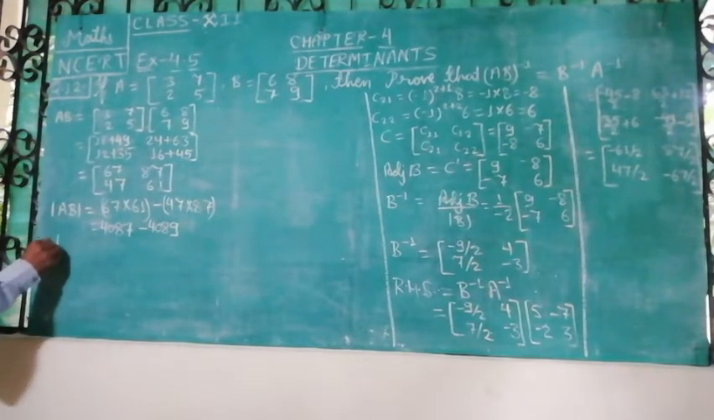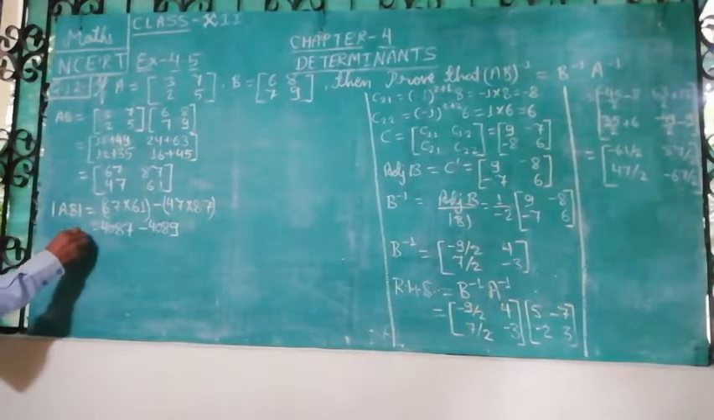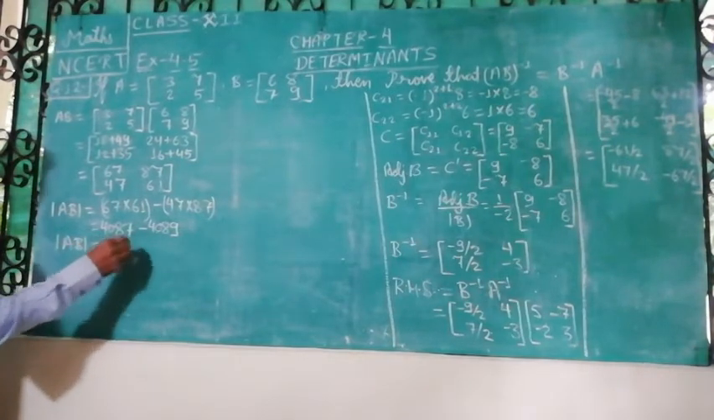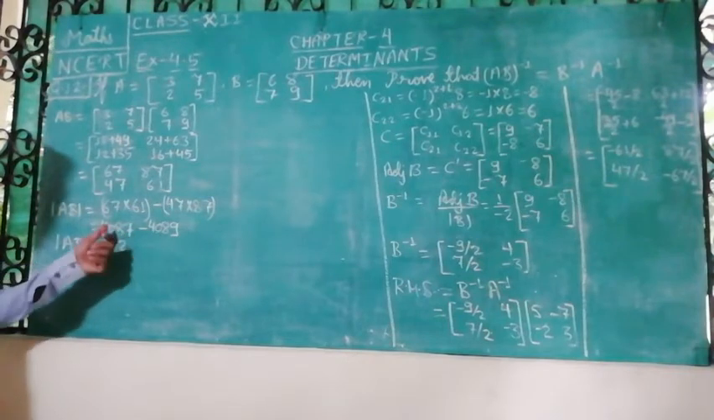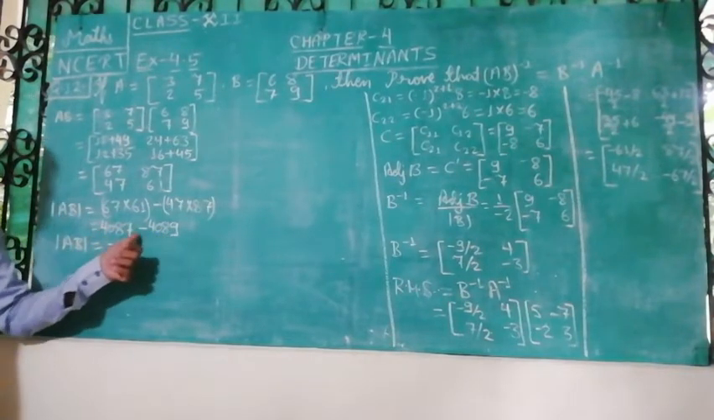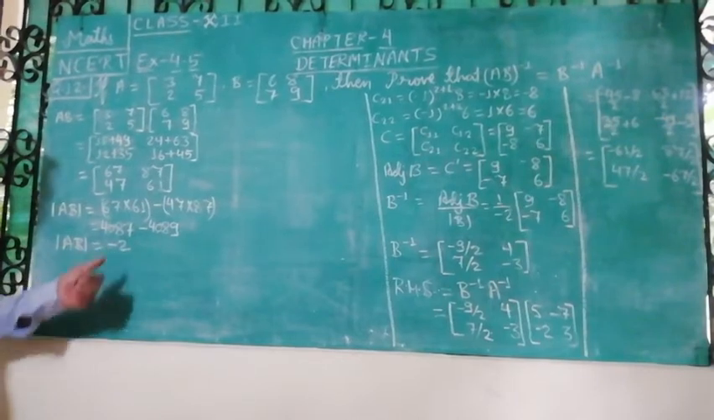So determinant of AB is what? Determinant of AB is equal to minus 2. This is negative 2. See, when we subtract 4089 from 4087, then it will be negative 2.